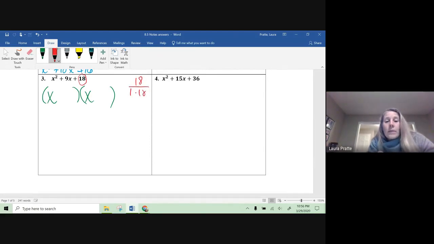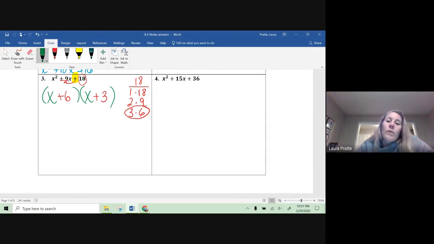So 1 times 18, 2 times 9, or 3 times 6. Those are all of our factors of 18. Now we need the pair of factors that's going to add up to give us a positive 9. So what would that be? Well, 3 and 6 will add up to 9. And since it's a positive 9, we know that's going to be positive 6 and positive 3. And again, if you want to check that answer, you can just FOIL it to check it.